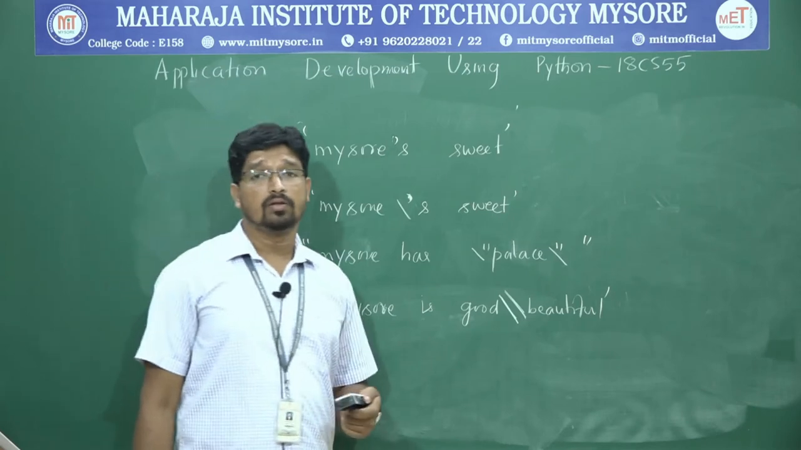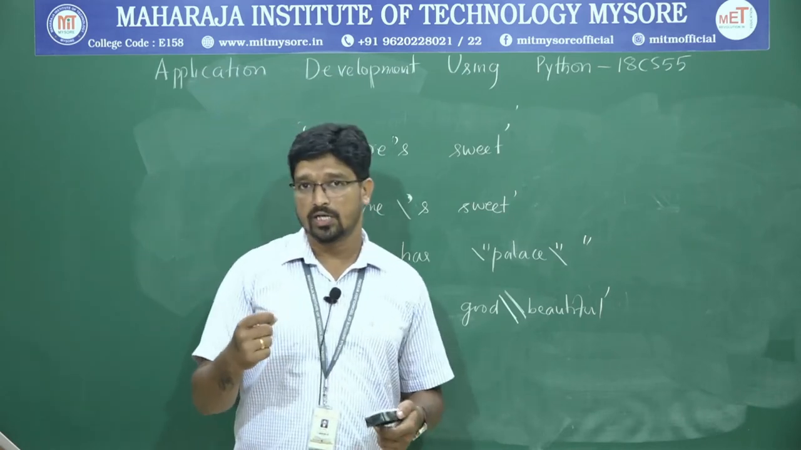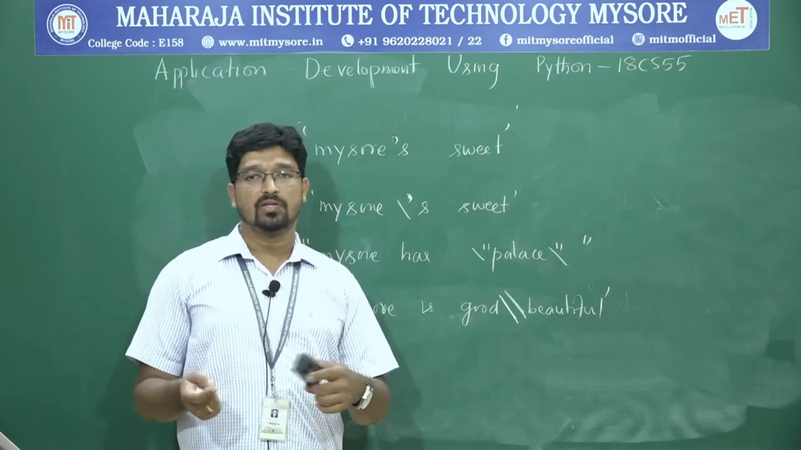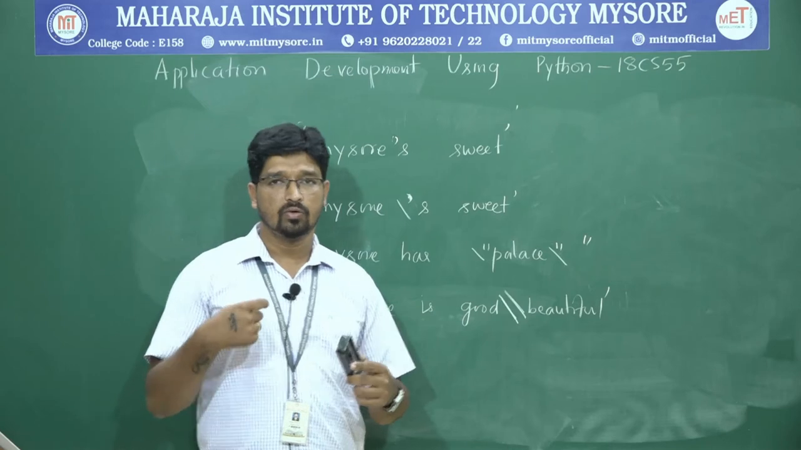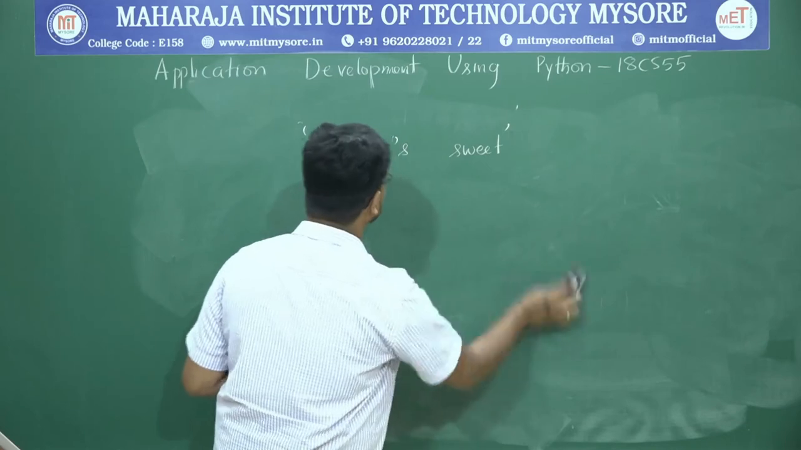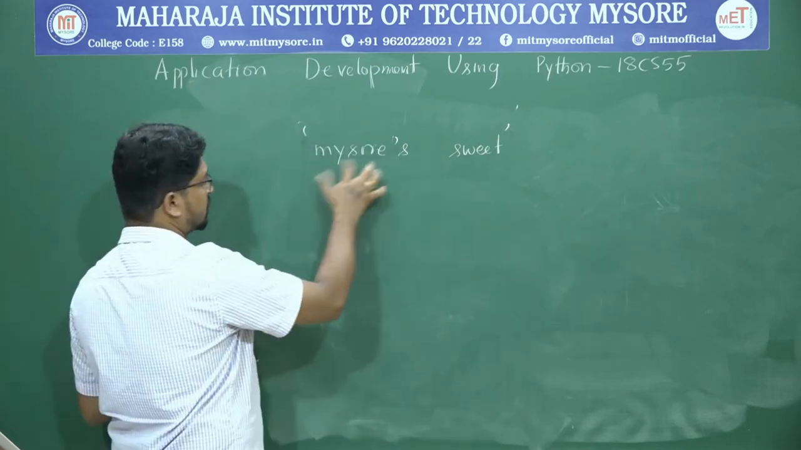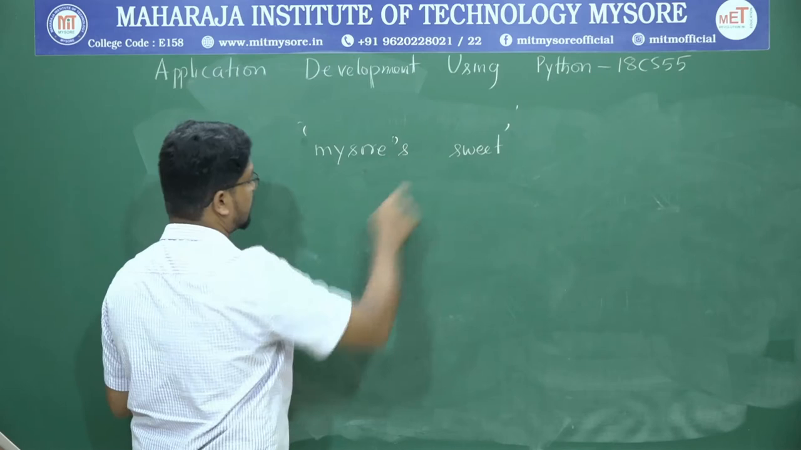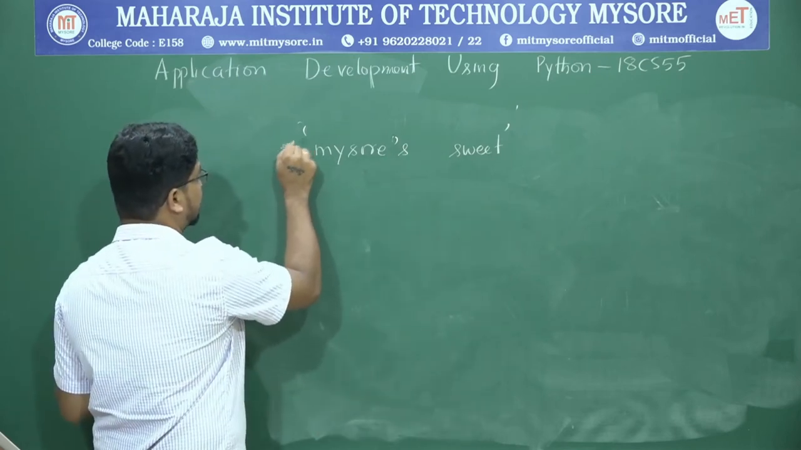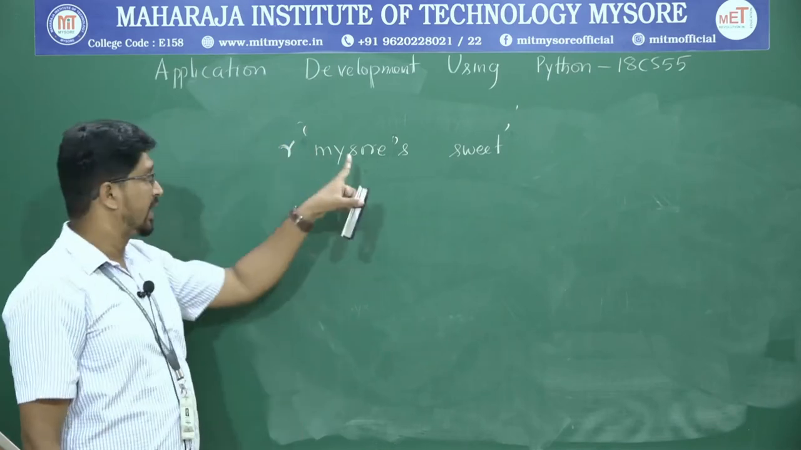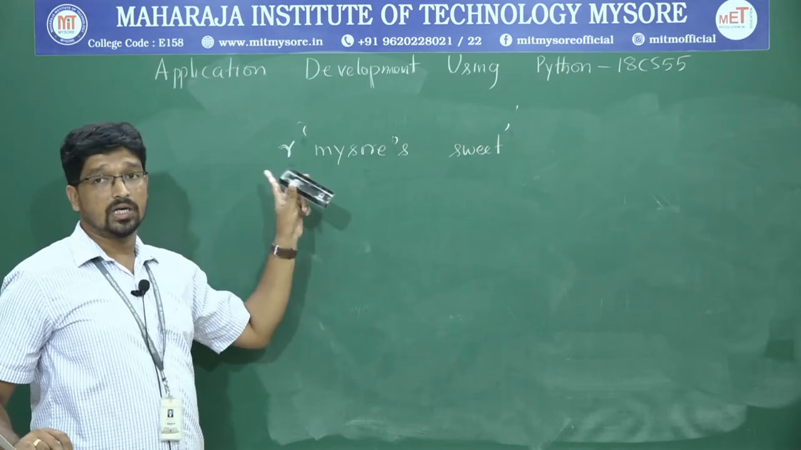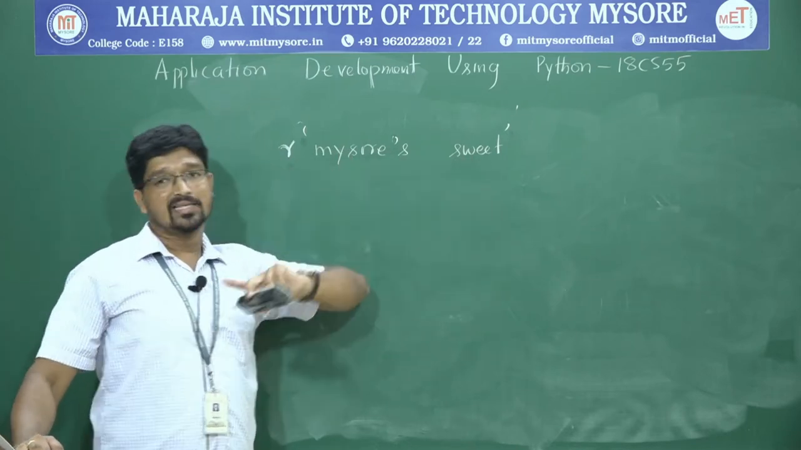Then we have one more concept called raw string. A raw string is used if you want to use a string as it is, without using any escape sequence. Let us say I want to have this Mysore's apostrophe S sweet, but I don't want to use an escape sequence. Then you simply put a small r in front of the string. This is a raw string. So everything is printed as it is.